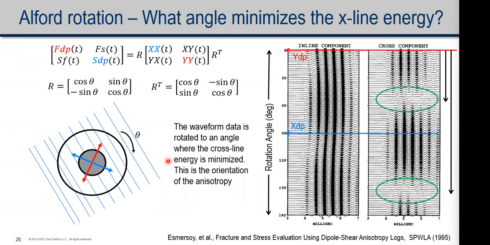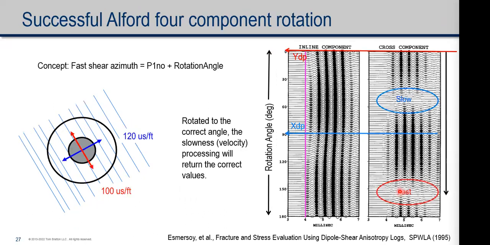How do we know? Well, this rotation angle is just a coordinate transformation. If you rotate the inline and cross line, these four components from the Y dipole, then you can synthesize the waveforms at every angle that the tool might be pointed. And you can see that if I rotate to about 55 degrees here, I'm going to have a minimum in cross-line energy. Here's another one. This comes from the dependence of energy on azimuth.